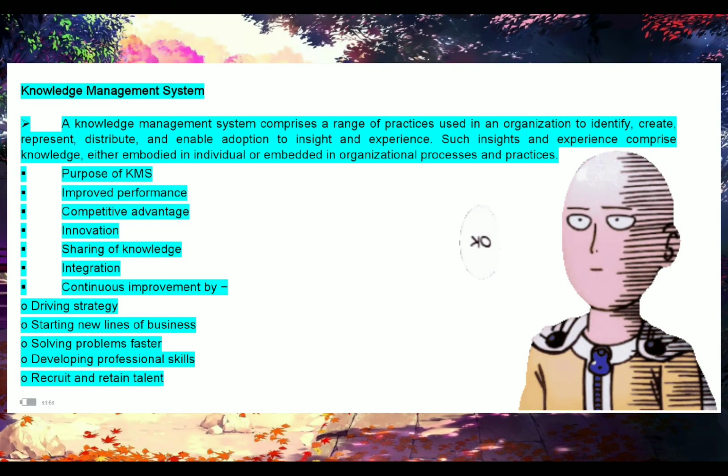Knowledge management system. A knowledge management system comprises a range of practices used in an organization to identify, create, represent, distribute, and enable adoption of insight and experience. Such insights and experience comprise knowledge, either embodied in individuals or embedded in organizational processes and practices. Purpose of KMS: improved performance, competitive advantage, innovation, sharing of knowledge, integration, continuous improvement by driving strategy, starting new lines of business, solving problems faster, developing professional skills, recruit and retain talent.